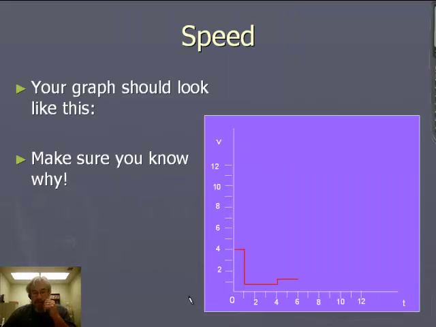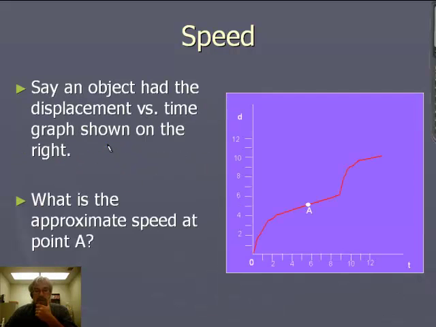So your graph should look like this if you draw better than me. Again, make sure you know why. If you don't know why, go back and review, and if that doesn't help you, ask for help. Let's say that it wasn't even straight disjointed lines, but it was a curvy looking thing.